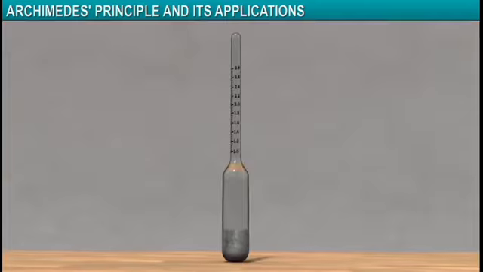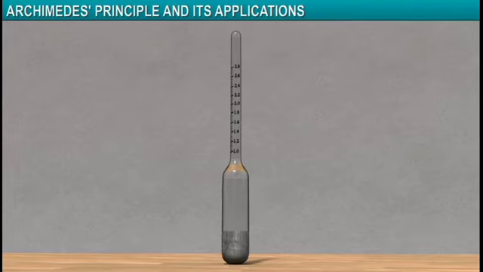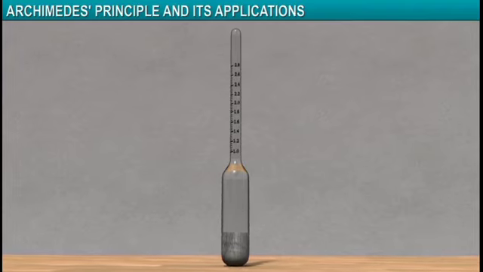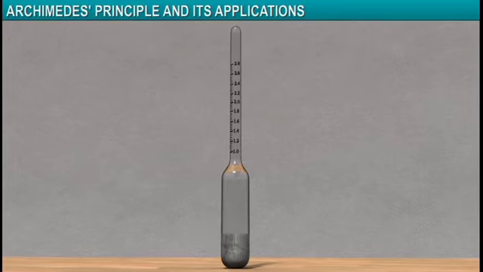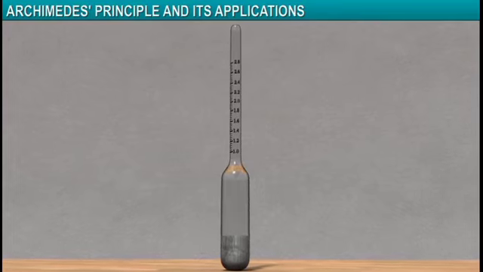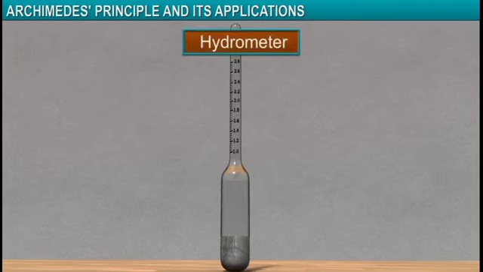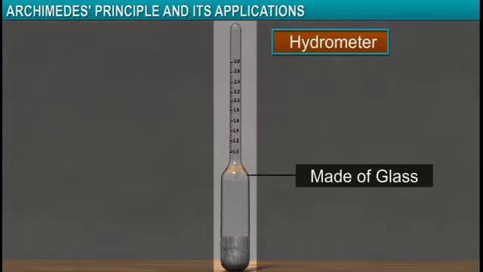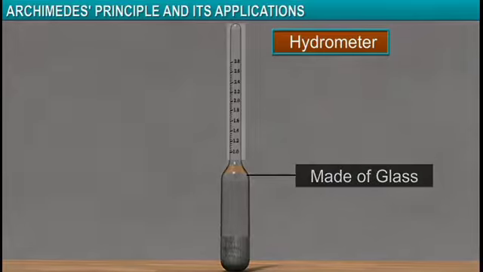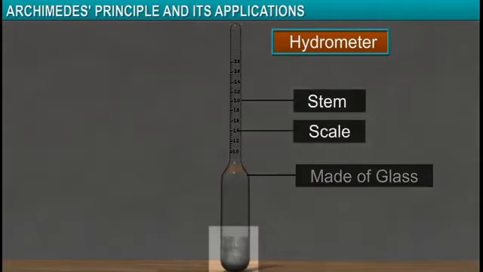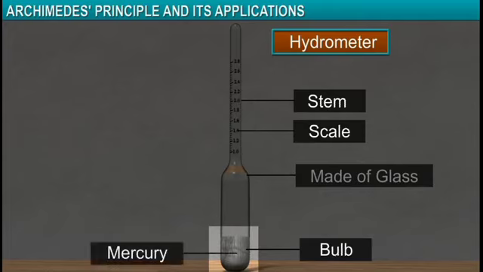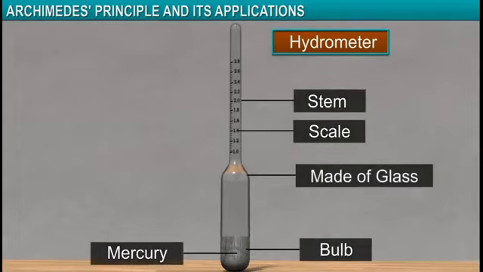The Archimedes principle finds many applications in our lives. One of these applications is determining the density of a given liquid using an instrument called a hydrometer. A hydrometer is generally made of glass. It consists of a cylindrical stem and a bulb. The bulb contains a mercury or lead shot to make it heavy. This ensures that the hydrometer floats upright in a liquid.